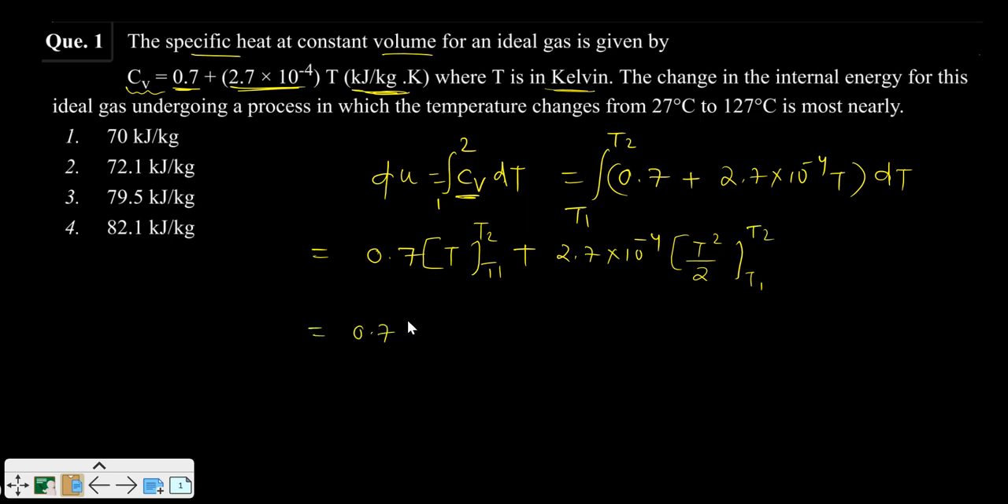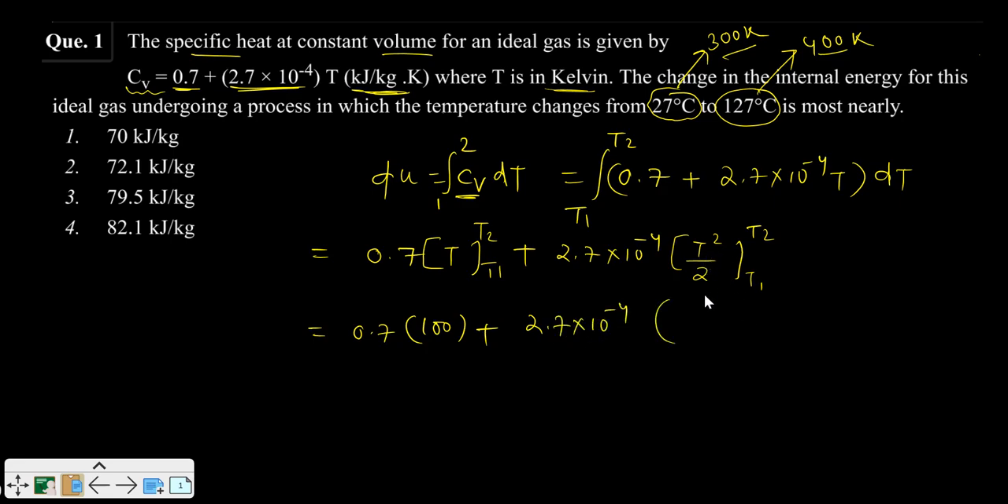So this will be 0.7, and here T2 is 127 degrees centigrade. That simply means in terms of Kelvin, this will be 400 Kelvin, right? And this is 27 degrees centigrade, so this can be written as 300 Kelvin, right? So 400 minus 300, we can write 100 over here, right? Plus 2.7 into 10 to the power minus 4, so this will be T square by 2, right? So T2 square, 400 square minus T1 square, that is 300 square, divided by 2, right?